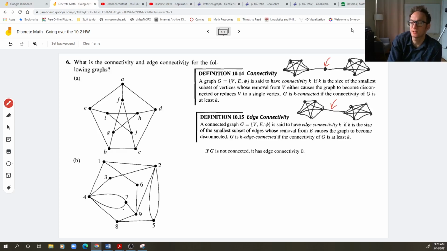And then there's this other bit of vocab, which I definitely didn't even mention in class, which is we say that a graph is K-connected if the connectivity is at least K. And so this would be an example of a 3-connected graph. This is a 3-connected graph. Why? Because, in fact, the answer to this question, what are we supposed to be doing? What is the connectivity and edge connectivity? Well, my answer is that the connectivity is 3 here. How do I know that?